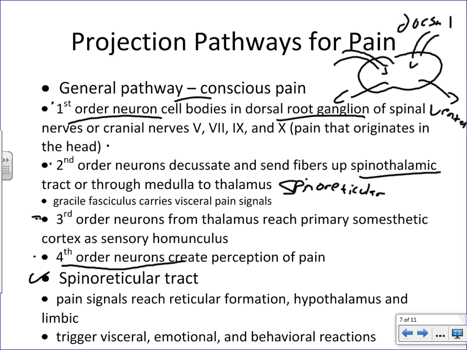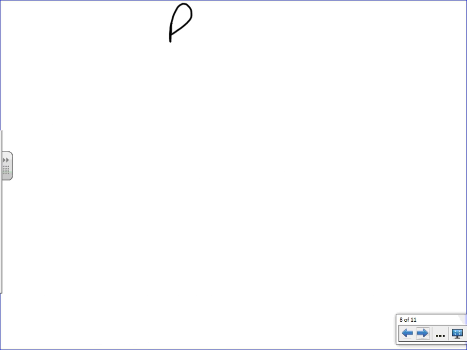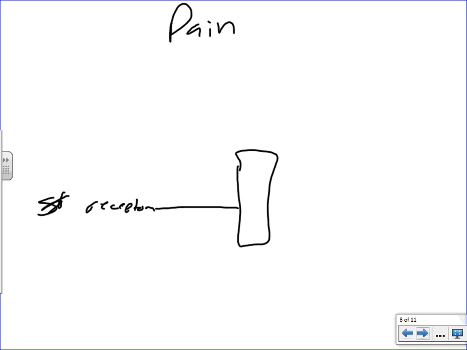Oh, I've got it right here, so I was covering it up. So let's talk about the importance of pain traveling up these two different tracks here for a second. So pain, we'll go receptor, spinal cord. Now, they're going to cross over eventually.